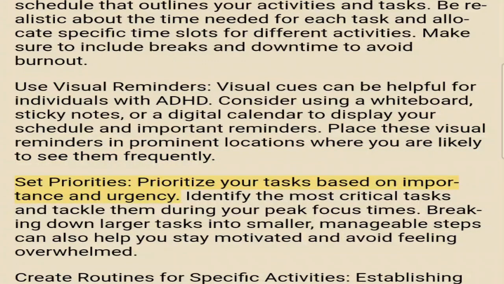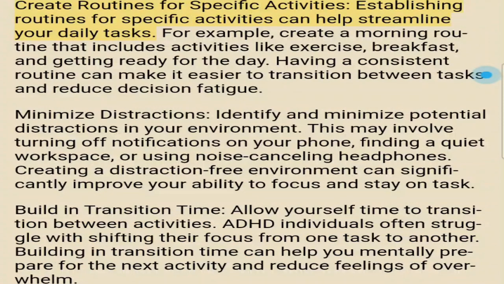Set priorities. Prioritize your tasks based on importance and urgency. Identify the most critical tasks and tackle them during your peak focus times. Breaking down larger tasks into smaller, manageable steps can also help you stay motivated and avoid feeling overwhelmed. Create routines for specific activities. Establishing routines for specific activities can help streamline your daily tasks. For example, create a morning routine that includes activities like exercise, breakfast, and getting ready for the day. Having a consistent routine can make it easier to transition between tasks and reduce decision fatigue.